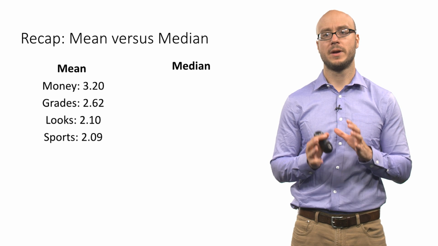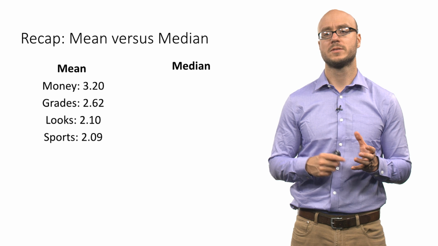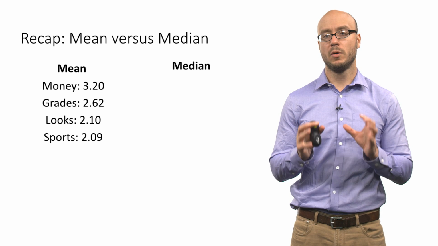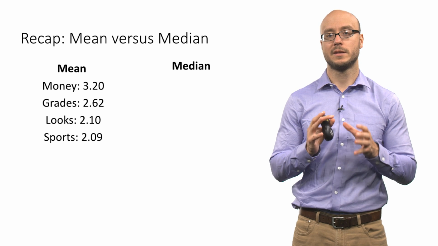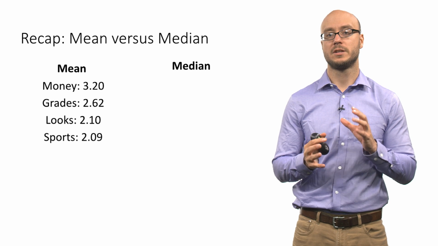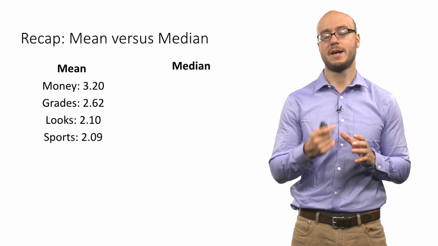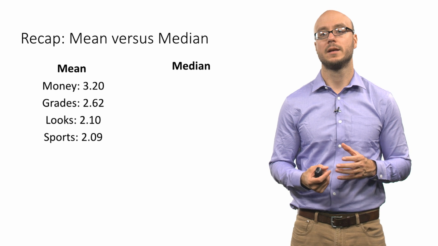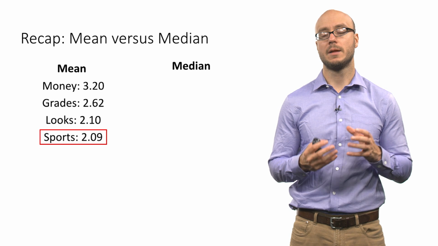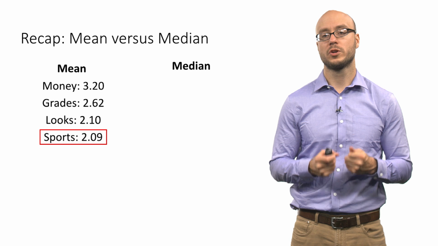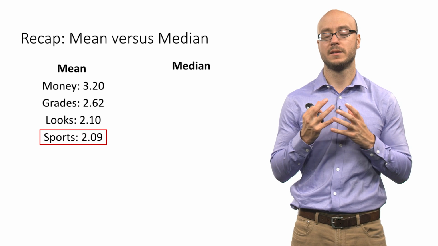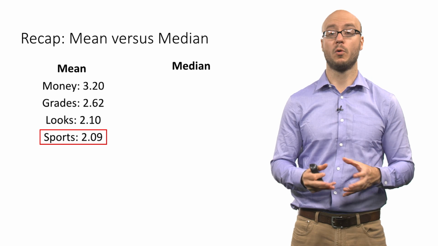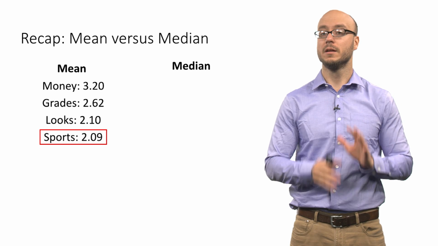Now let's compare the mean values with the median values. Both of these are measures of central tendency. We're trying to find the typical observation, the typical ranking for each of these attributes of popularity. So if we look at the mean, the most important quality for being popular, as expressed by these elementary school kids, is sports. So if you want to be popular according to the mean, do sports.